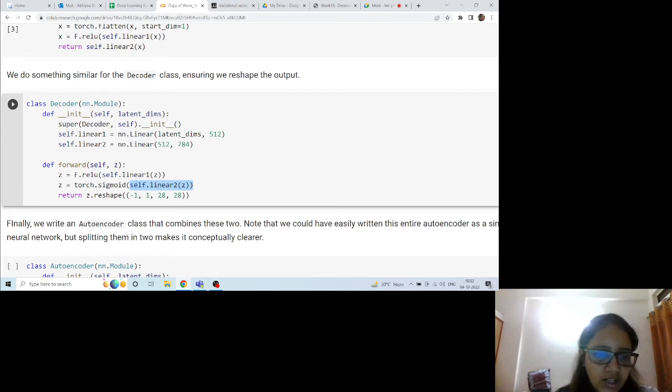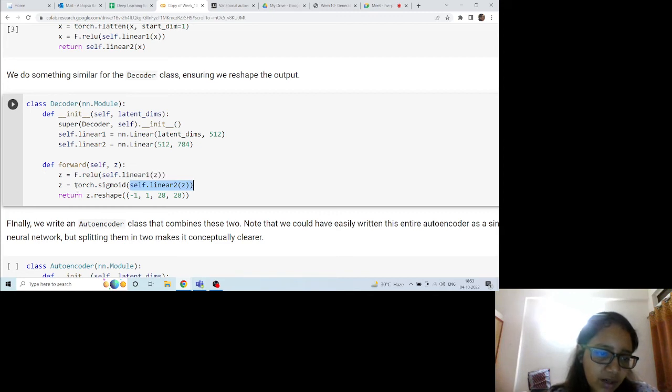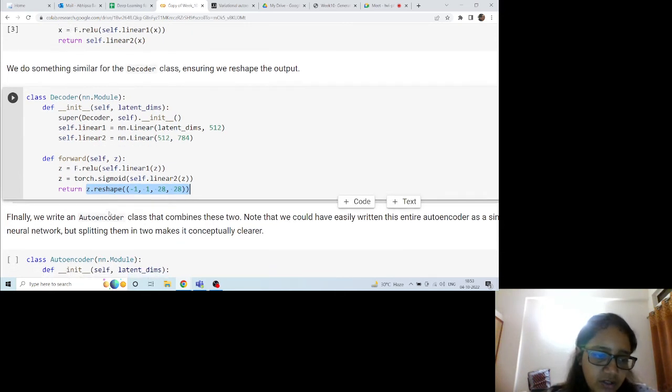And now what you want is, since the pixel values we have taken to be in the range 0 to 1, that is why you have a torch.sigmoid outside, which basically compresses the values that are output by this linear 2 to values between 0 and 1. And now you reshape it to your 28 cross 28 original image shape. This gives you your reconstructed image.